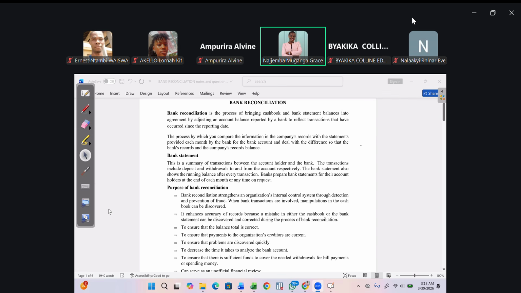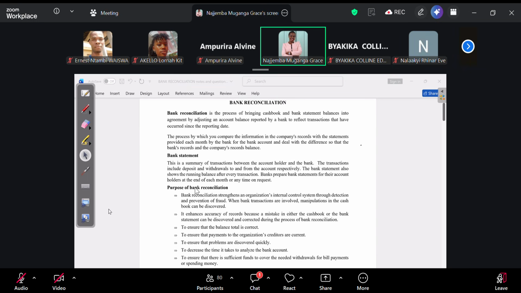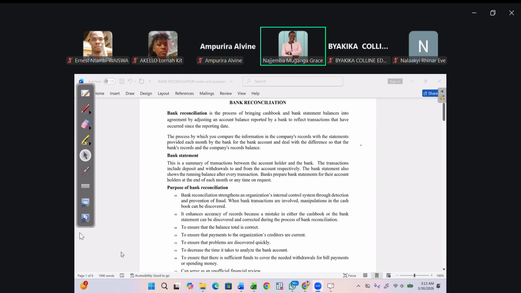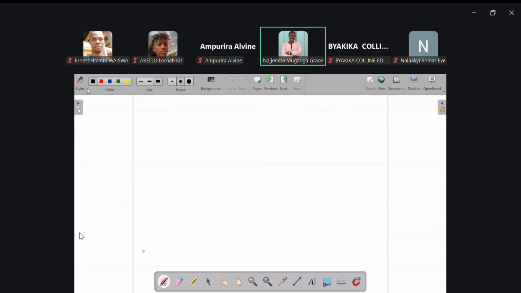I think we can start. So we have appreciated preparation of cash books, something very practical. So now we are going to move on to bank reconciliation. So how does the bank reconciliation come about?